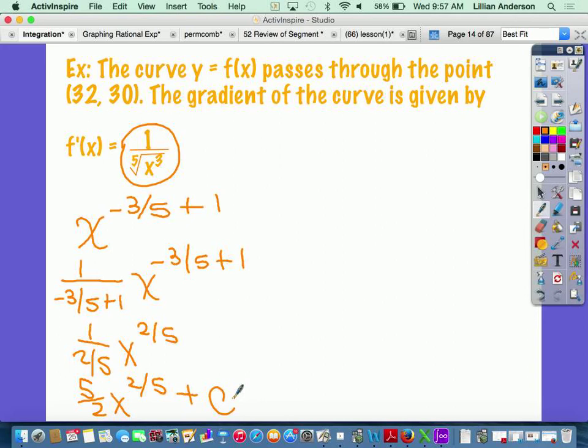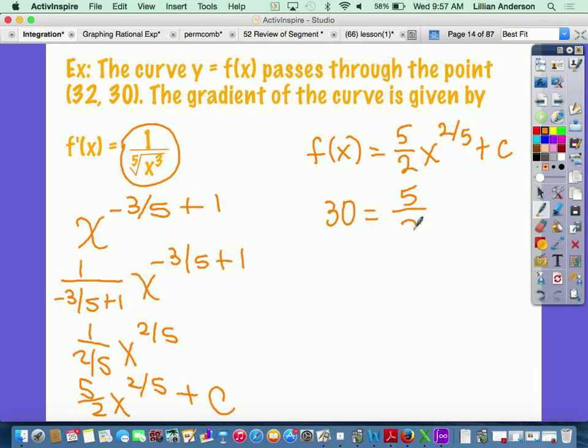Okay, so there it is. There's that antiderivative. So then from here, that is what f of x equals, the general equation. To find my constant, what am I going to do? I got to plug my points in. What am I plugging in for f of x? 30. What am I plugging in for x? 32. Now before you try to go and pull out your calculators and everything, this would be a non-calculator question.